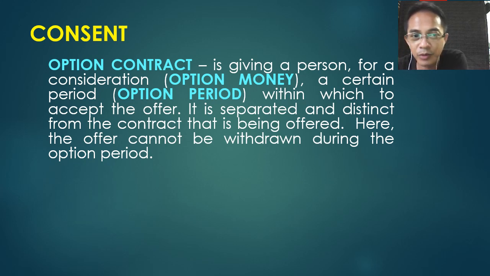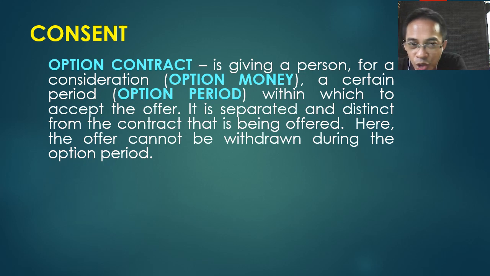Why? Because there is an option contract. There is payment for 1 week for the offeree to decide. The option contract is separate from the contract being offered. The original contract is, I am offering you my cellphone for sale, 10,000. That is a separate contract. The option contract, which is 1 week to decide with payment of 100 pesos, is a separate contract. It is separate from the sale of the cellphone.